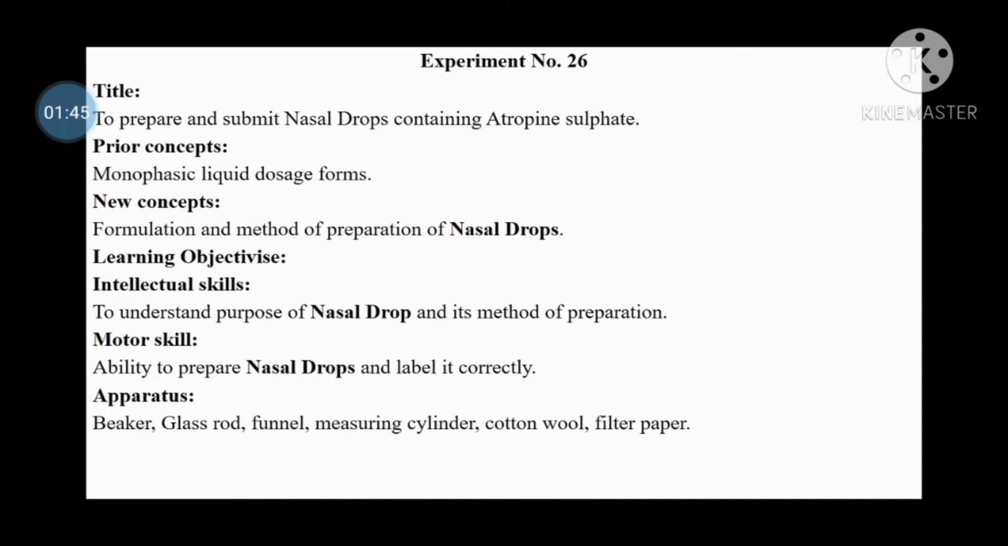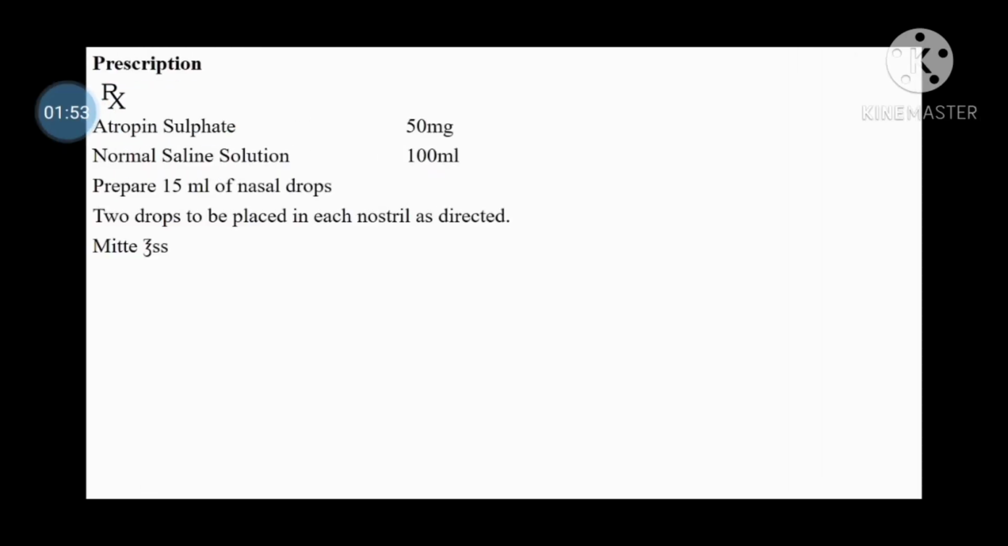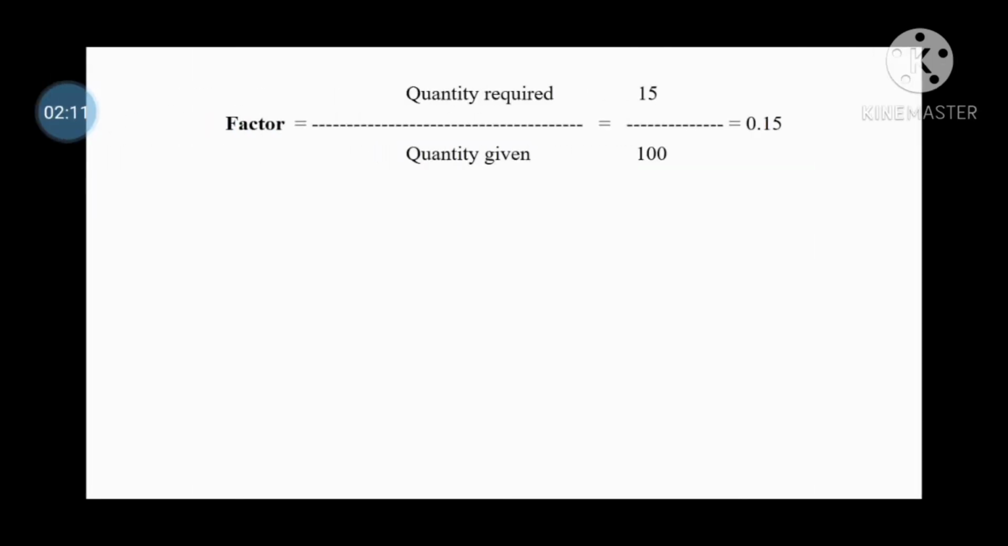Apparatus required: beaker, glass rod, funnel, measuring cylinder, cotton wool, filter paper. Then the prescription: atropine sulfate 50 mg, normal saline solution 100 ml. Prepare 15 ml of nasal drop, 2 drops to be placed in each nostril as directed. Mitte ounce SS, that is 15 ml. Then factor: quantity required upon quantity given. Quantity required is 15 ml, and quantity given is 100 ml. The factor will be 0.15.